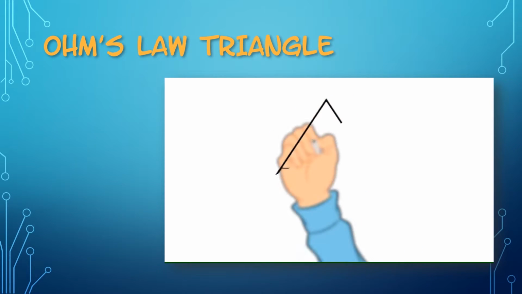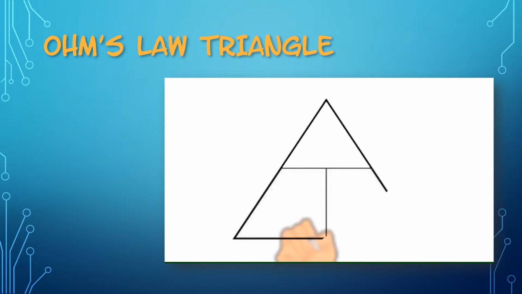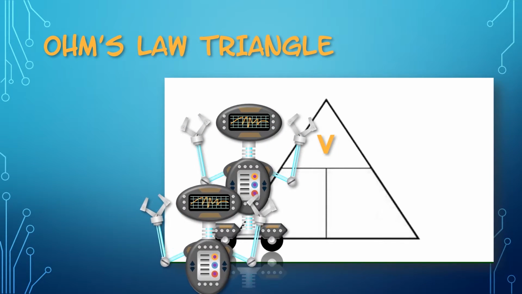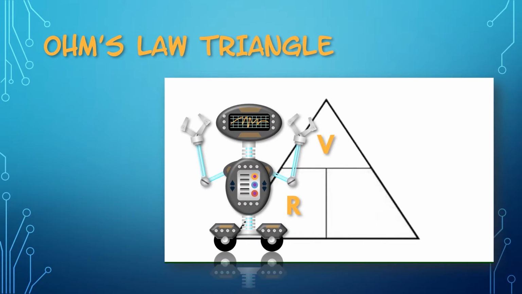Here's a really helpful way to use Ohm's Law. It's the Ohm's Law Triangle. V for voltage. R for resistance. I for current. If you're wondering why in the world we use I for current, it comes from the Frenchman, Mr. André Ampère, for the French word meaning intensity.